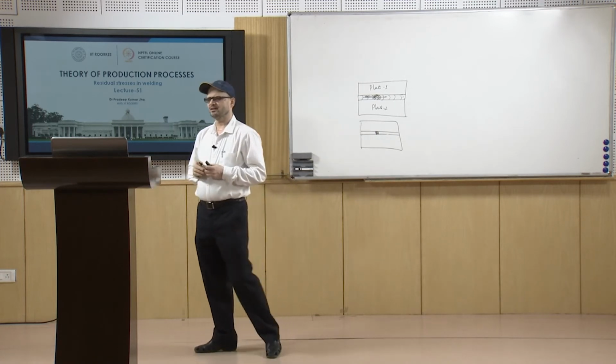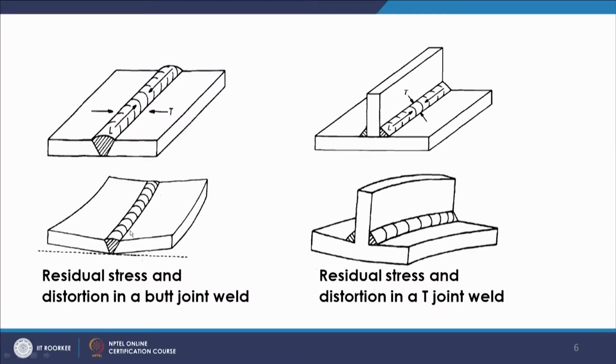Coming to the different kinds of residual stresses which are formed, and how their distortion is produced. As we see, in a butt joint weld you can have the stress formation, and then further you may have the distortion. So, this is the longitudinal stress, denoted by L, and T denotes the transverse stresses, in the transverse direction. When you have stress formation in these directions, you can see that the shape gets out of the normal one. This could have been a flatter one and it becomes something like a bowing one. That is typically seen in the butt joint weld.